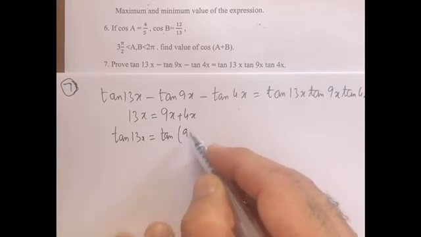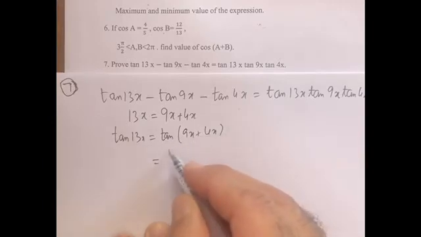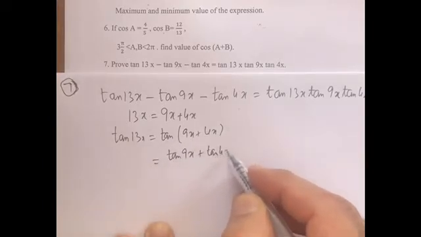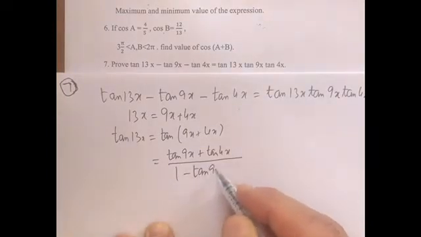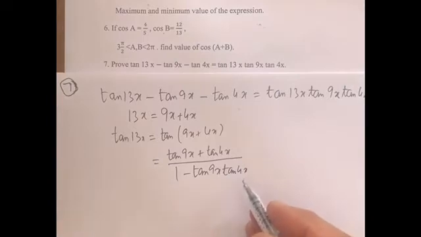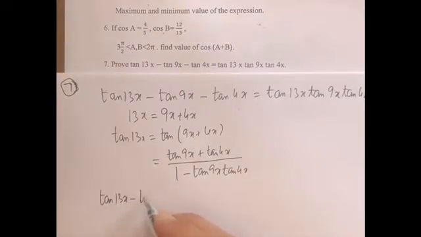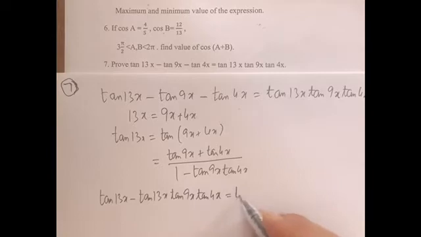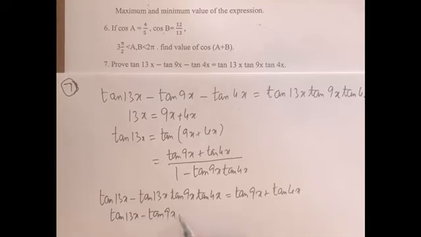This is tan of 9x plus 4x. Tan of A plus B is tan A plus tan B upon 1 minus tan A into tan B. Now cross multiplying, tan 13x into 1 minus tan 9x into tan 4x is tan 9x plus tan 4x. And shifting these two terms to the left hand side and this one to the right hand side, we get the answer: tan 13x minus tan 9x minus tan 4x is equal to tan of 13x into tan of 9x into tan of 4x. This is how we prove it.